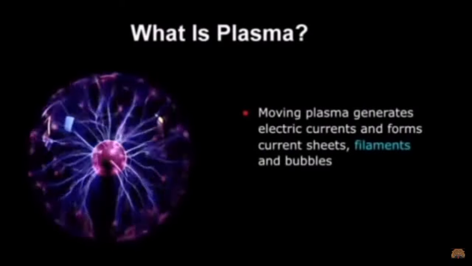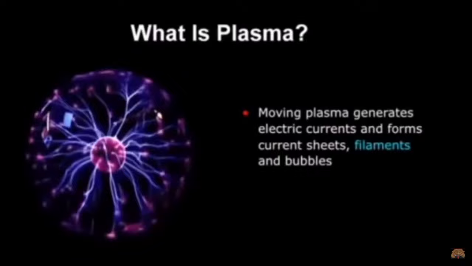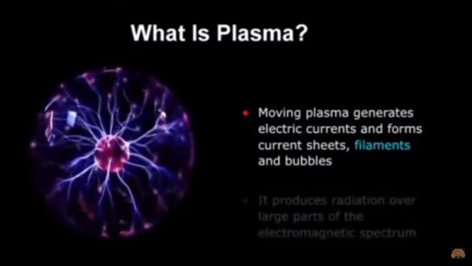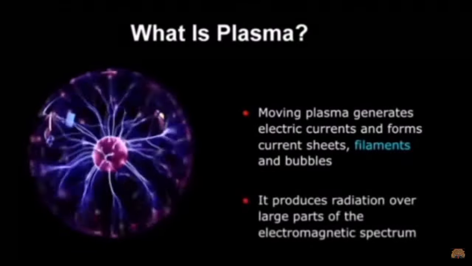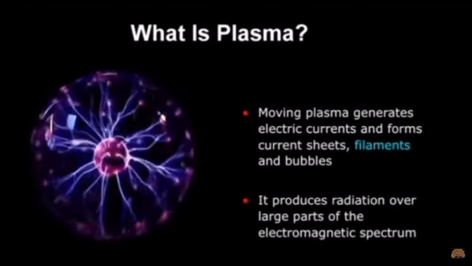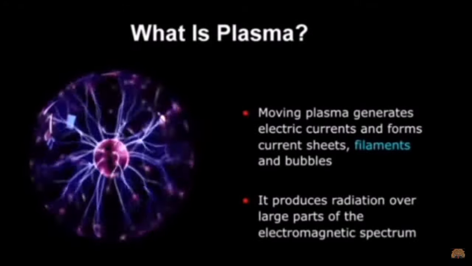What is plasma? Moving plasma generates electric currents and forms current sheets, filaments, and bubbles. It produces radiation over large parts of the electromagnetic spectrum, and this makes radio astronomy extremely important in the future. There's already sufficient information, in my opinion, to overturn all of the nonsense about the Big Bang available from radio astronomical observations.